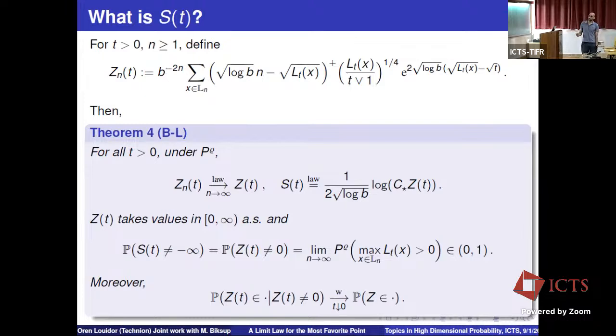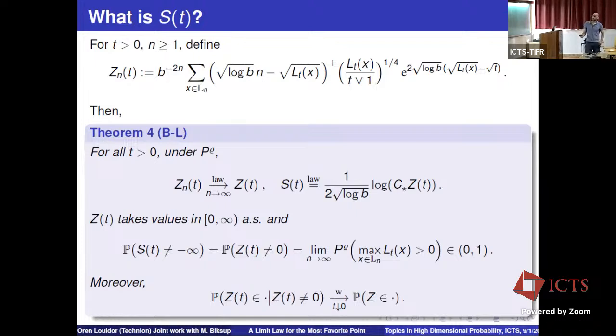So that's the expression. And again, you start from this random creature, and then it turns out this random creature has a weak limit. And the log of this limit is your random shift. And as I mentioned before, this can have an atom at negative infinity. And the probability that it has this atom is exactly the probability that you never reach the leaves.